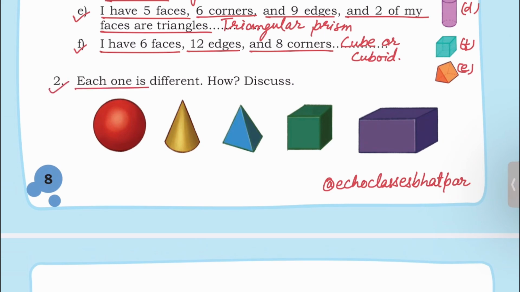2. Each one is different. How? Discuss. First one is sphere. Second one is cone. Third one is square pyramid. This one is cube and the last one is cuboid.